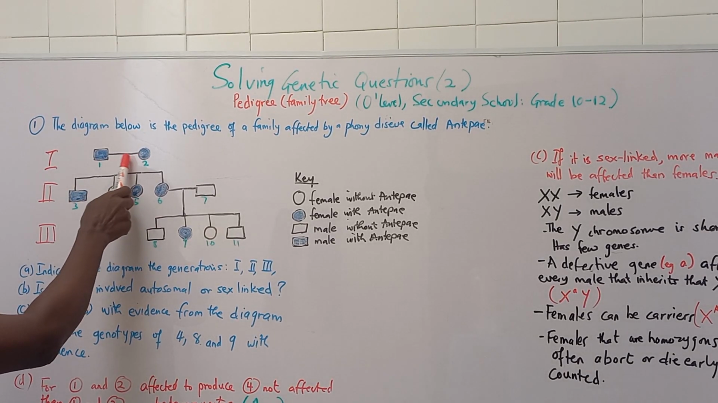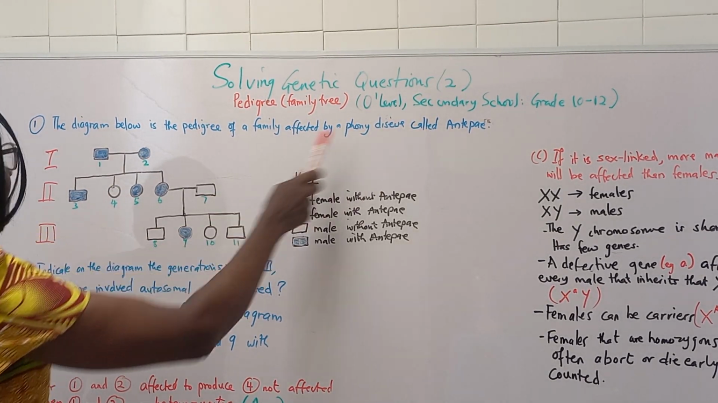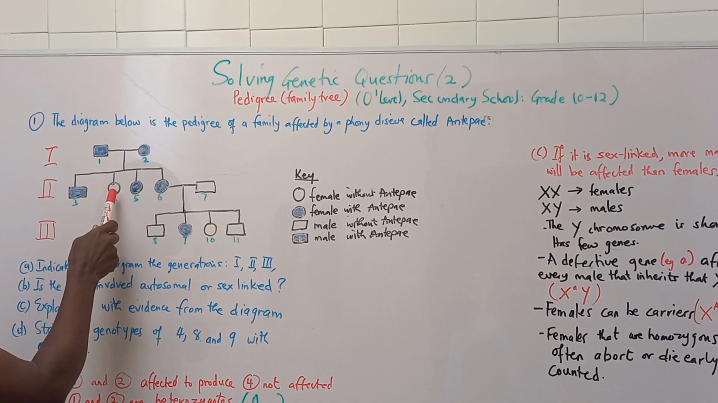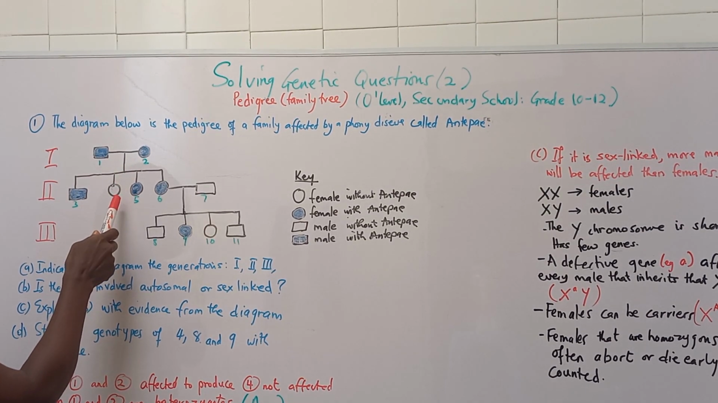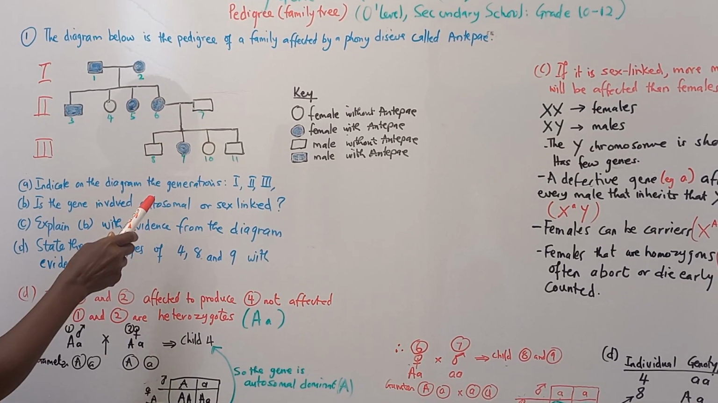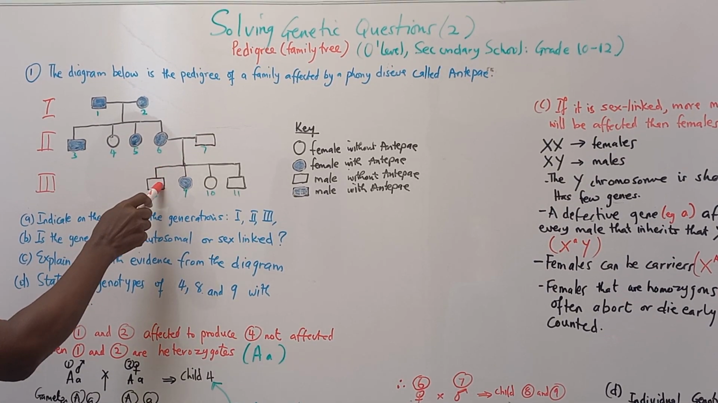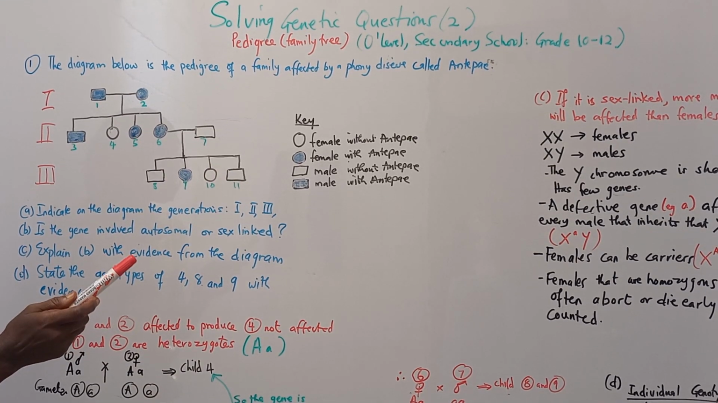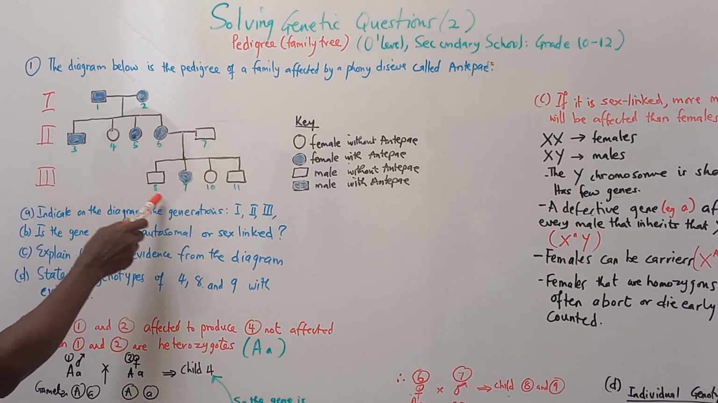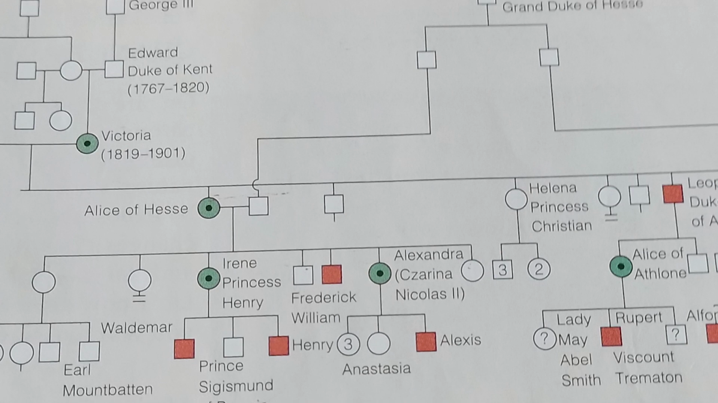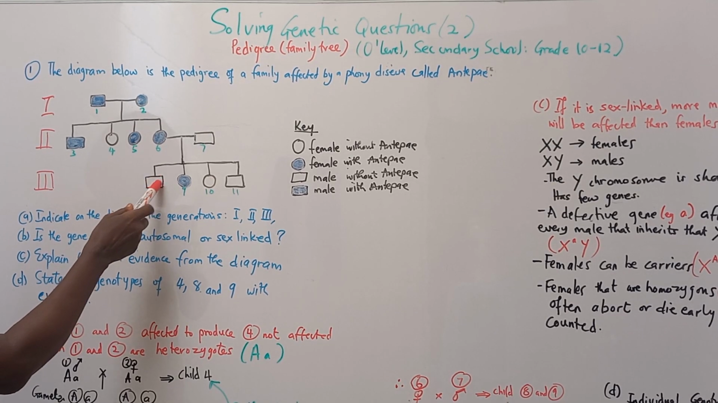How would you know whether the gene for this disease, antipi, running through the family is autosomal or sex-linked? Now, if it's sex-linked, you see that the males are more affected than the females. There's nothing that shows this here. As you can see in the shot, this is part of a family tree of Queen Victoria affected by a sex-linked gene, hemophilia. And you can see that it's the males that are affected.